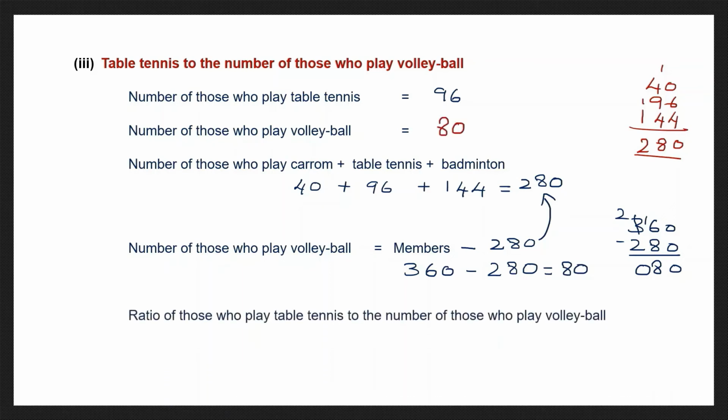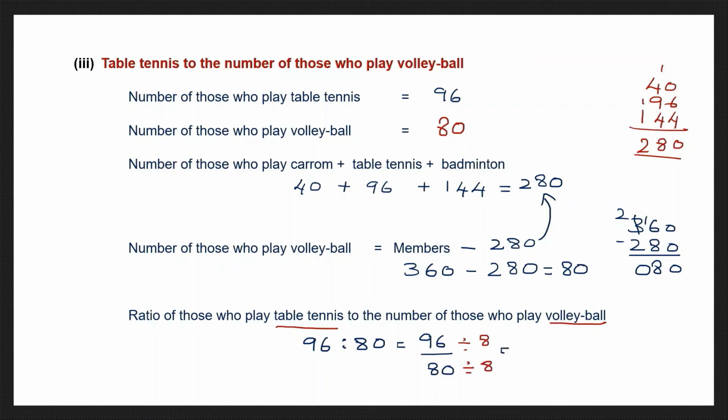Now I need to find the ratio of those who play table tennis to the number of those who play volleyball. So for table tennis I have 96 and volleyball I just found out is 80. Now to convert this to a ratio in the simplest form, I need to divide both by a common factor, and the common factor in this case I can take 8. Shall we take 8? Yes.